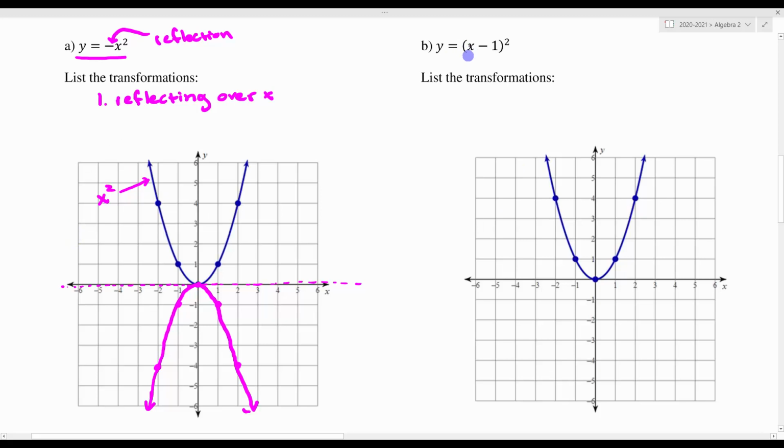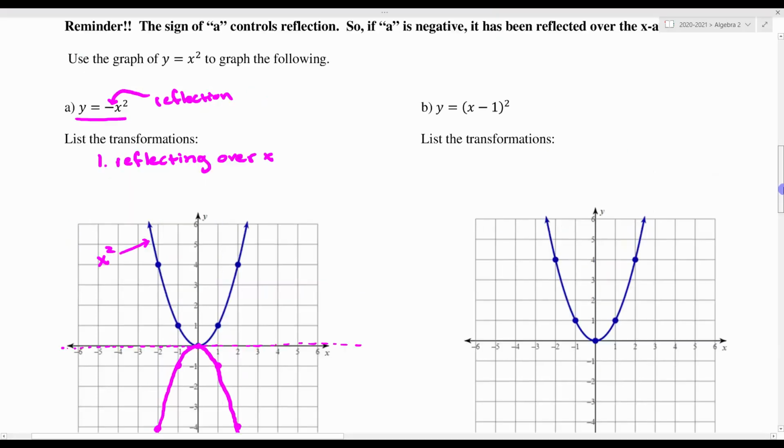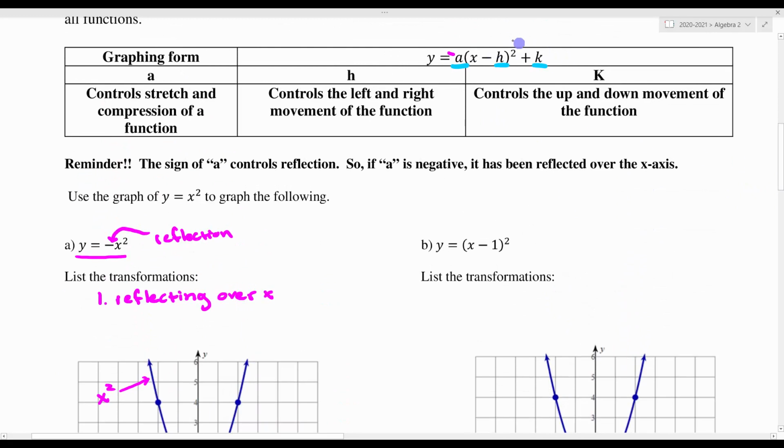All right, so let's try it again. This one we have a -1. It's inside of the parentheses, right? So if I'm looking at my graphing form up here, the parameter that goes inside of the parentheses is the h parameter. So this is h, and h controls the left and right movement of the function, and so it is a -1. So the transformation that's taking place here is that it is moving right 1 unit. Okay, so it's going right 1.